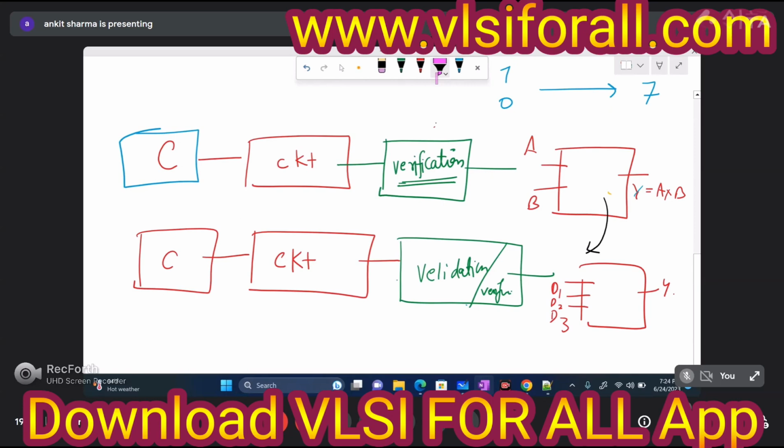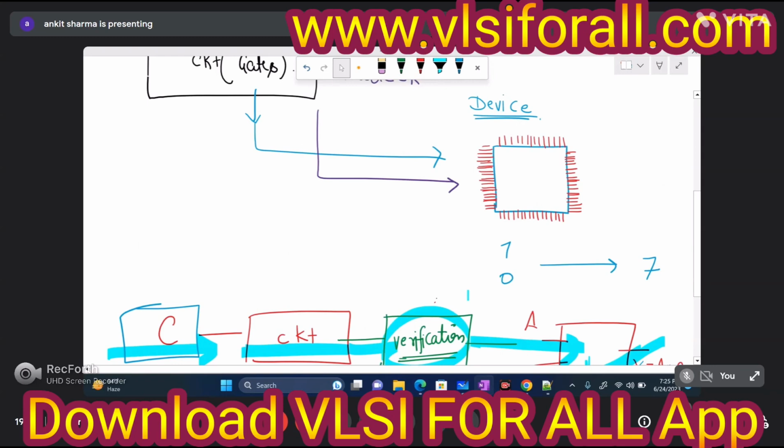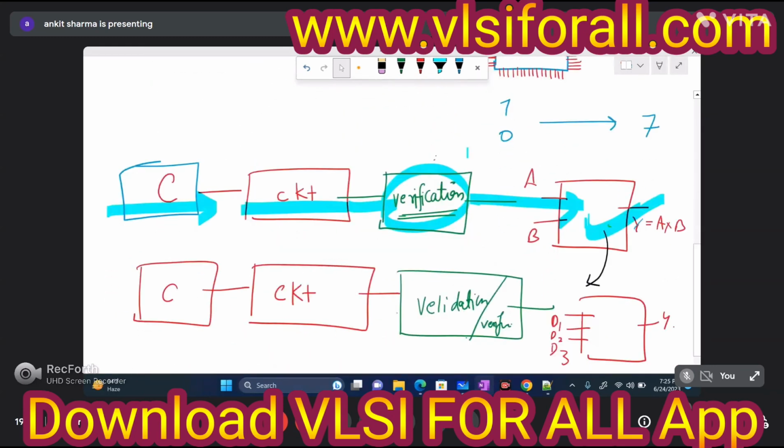Now we come to the conclusion. From now onwards, the flow will be like this. First the customer comes to you, then the design engineer has to make a circuit. It will not directly send that circuit to the customer. It will do a pre-validation or verification of the circuit, to check whether it is working or not. After doing the verification, it will send it to the customer, and then it will work properly, obviously.